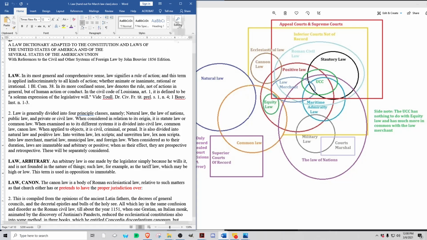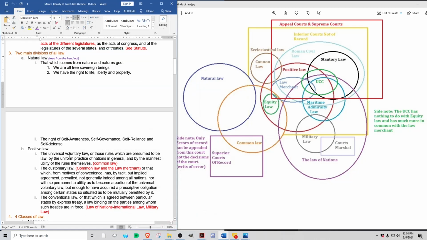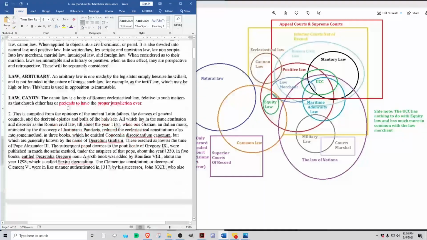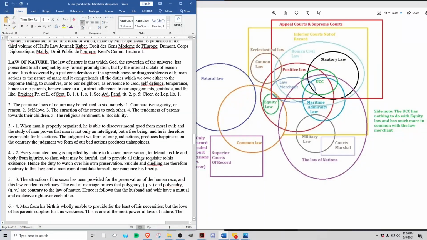So let's go back to the outline real quick. So let's do the main 2 separations now. Let's go through natural law, and let's go through positive law by going through the definitions in Bouvier's. So let's scroll down to law of nature. The law of nature is that which God, the sovereign of the universe, has prescribed to all men, not by any formal promulgation, but by the internal dictate of reason alone.